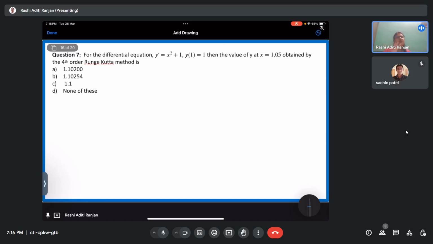This is also a very simple equation, and you can find out the value. However, I have taken this equation in order to make you understand how the RK4 subroutine actually works, and what we are actually using in ODE45. How is ODE45 actually working? So that is why I have taken this equation.